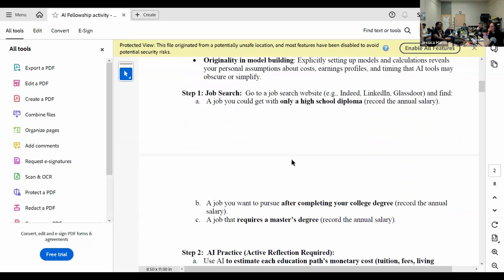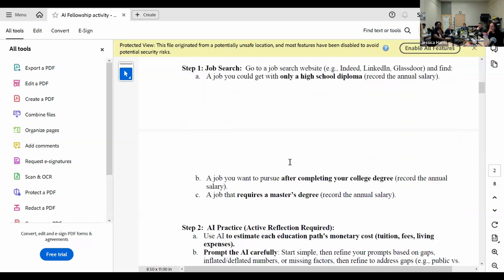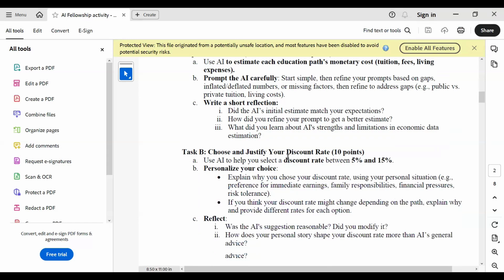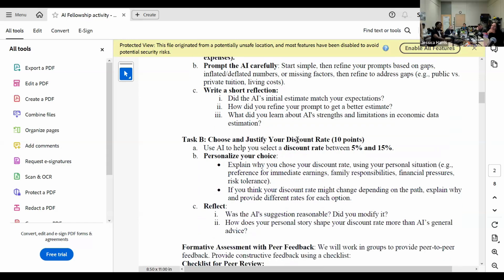And then B, after completing step 2, they go onto AI and find the cost of pursuing these education paths. We talked about that already. And then they choose and justify their discount rates, anywhere between 5% and 15%. Anyone who chooses a higher discount rate has a good reason for valuing money more in the present.